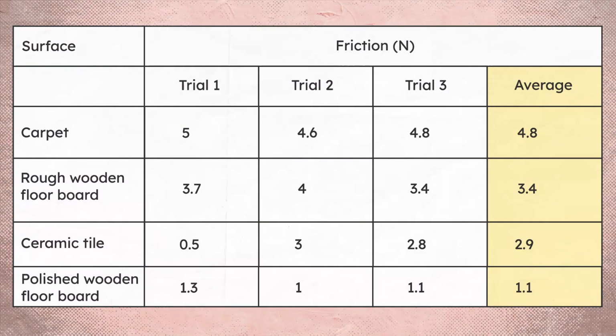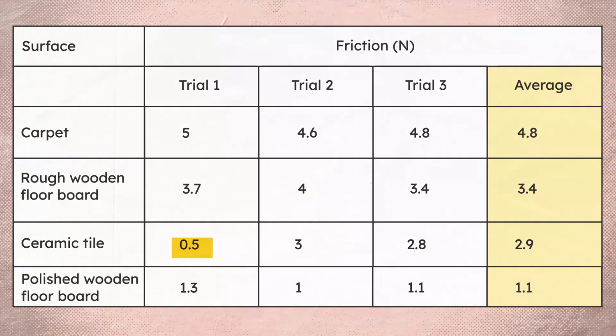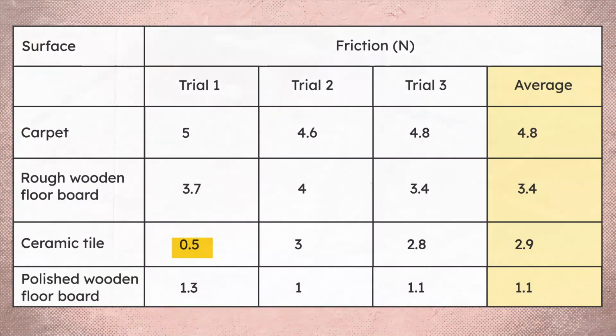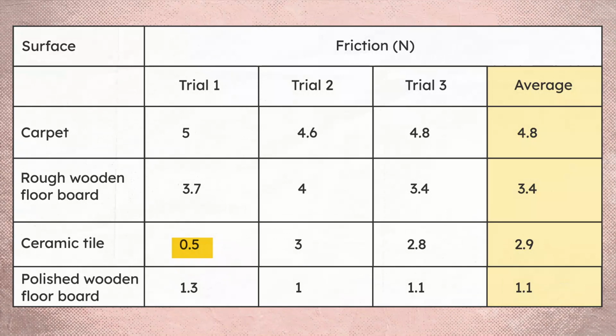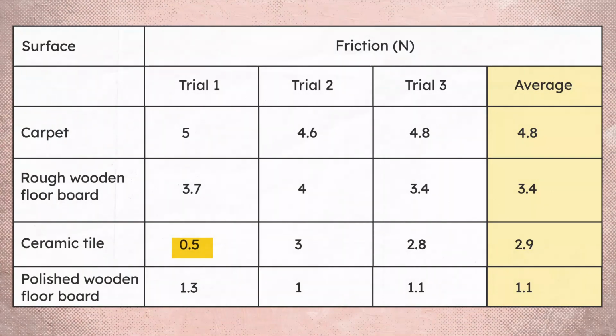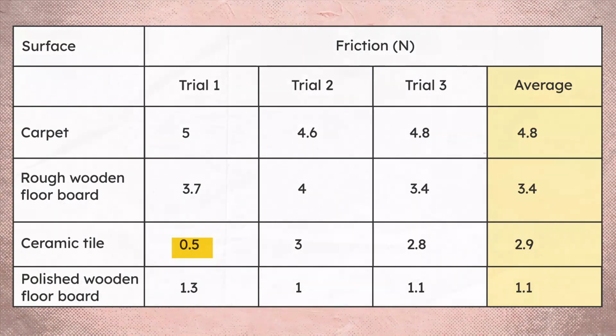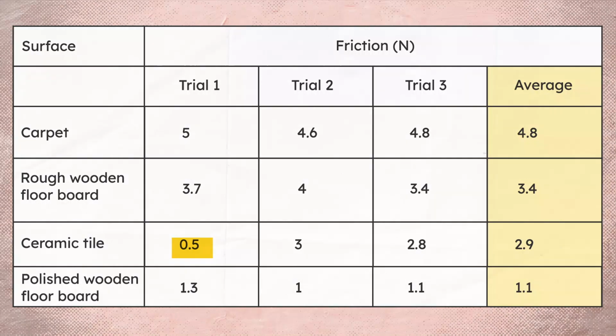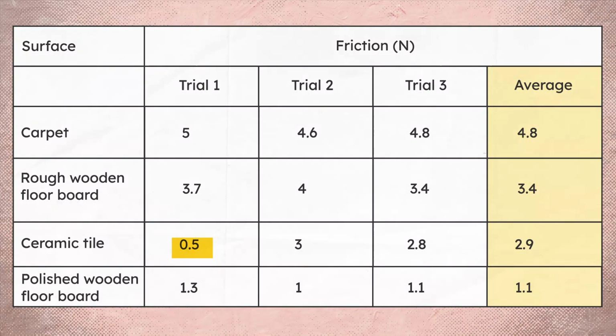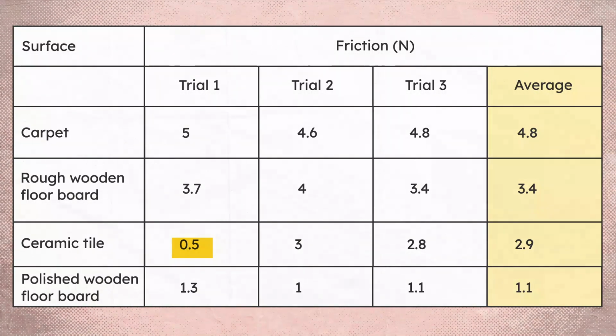Are there any anomalies? Trial 1 with the ceramic tile doesn't fit the pattern. It's much smaller than the other forces for the ceramic tile, so we won't consider it in our calculation. Now, let's practice calculating the mean.